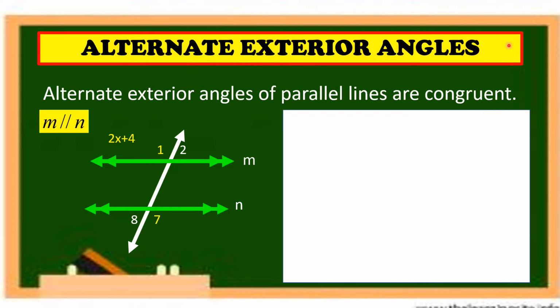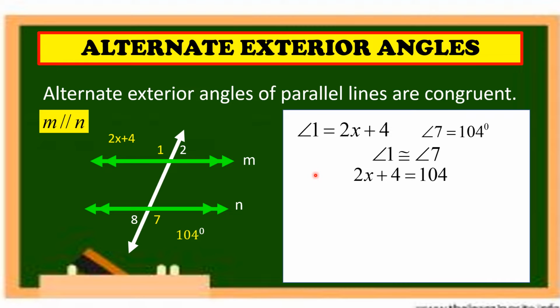Alternate exterior angles of parallel lines are congruent. What are the pairs of alternate exterior angles? We have angle 1 and angle 7, and angle 2 and angle 8. Angle 1 equals 2x plus 4, and angle 7 equals 140 degrees. Since angle 1 is congruent to angle 7, we have 2x plus 4 equals 104.